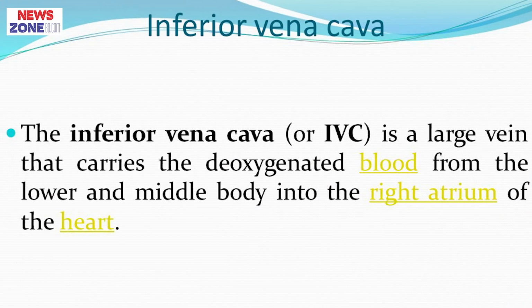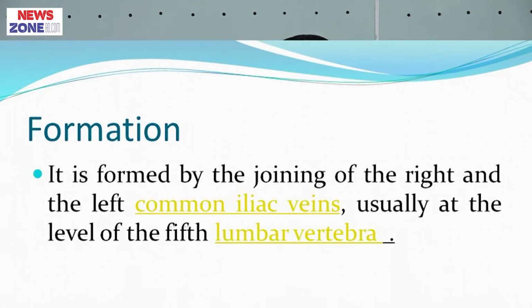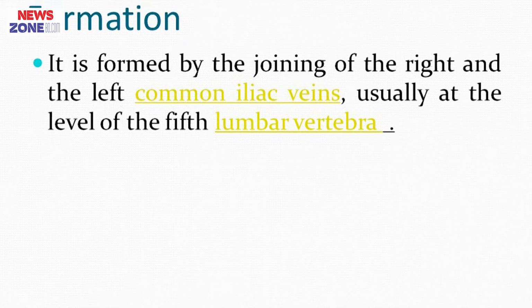Inferior vena cava is a large vein that carries the deoxygenated blood from the lower and middle part of the body into the right atrium of the heart. Formation. It is formed by the joining of the right and left common iliac veins, usually at the level of fifth lumbar vertebra.